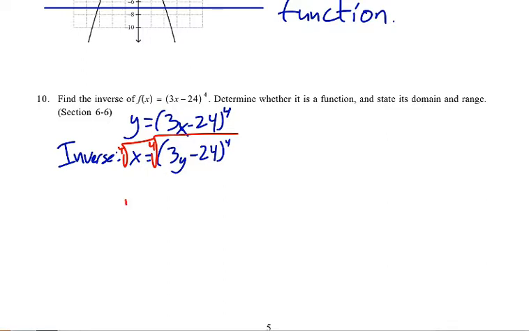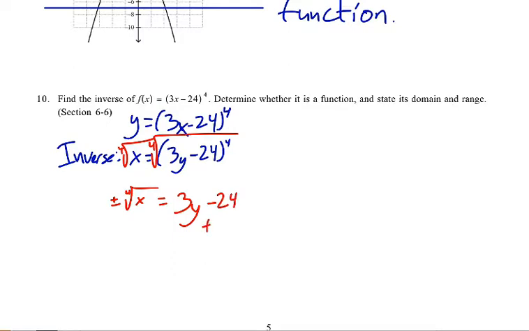Now when you take the fourth root, when you're inserting an even number root, you're going to get a positive and negative output. Just like when we were taking square roots, you're going to get a positive version and a negative version. Now on the left side we have plus or minus the fourth root of x. The right side we're just left with 3y minus 24.